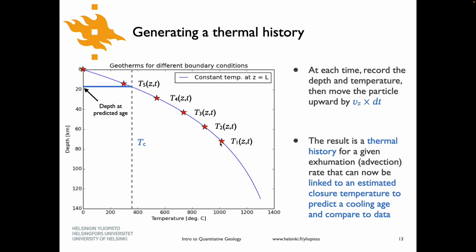And then you can say, okay, what's the temperature at this point? And then move up a little bit more. What's the temperature here? What's the temperature here? And so on. And like that, you can produce a temperature history. So as the rock goes from depth to the surface, you can record what its temperature is, and then you can use that to calculate your thermochronometer ages, and then compare those to what has been provided for you in the data set that you're going to be working with.